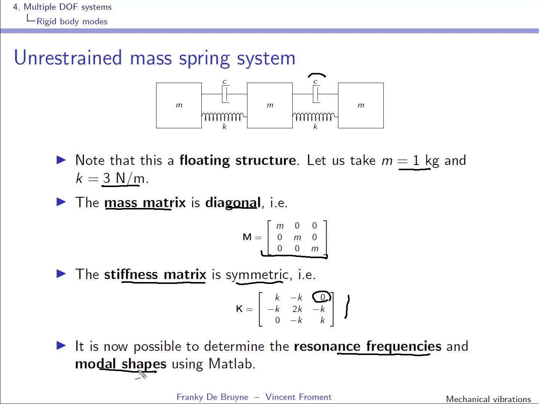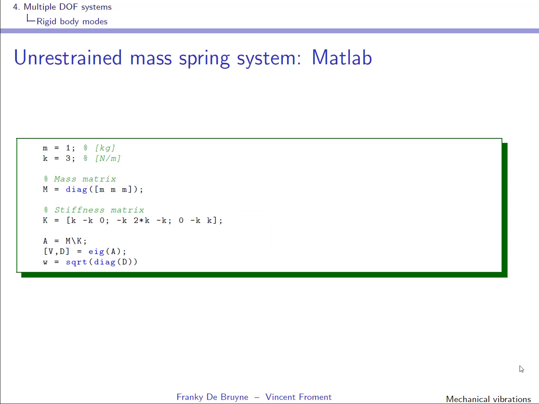using MATLAB. So with MATLAB, as I said, it's quite easy to compute. You construct your mass matrix, your stiffness matrix, you compute the matrix A. It's the inverse of M times K, and then you can compute the eigenvalues and eigenvectors, and to obtain the eigenfrequency, you should take the square root of the eigenvalues.